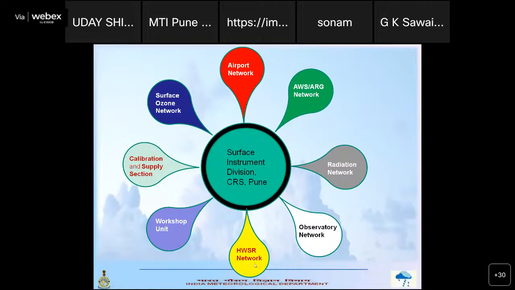SWSR networks are high wind speed recorders. Basically, they are installed at coastal stations. The high wind speed recorder will record the wind speed data in case of any adverse weather like a cyclone at the coastal station.